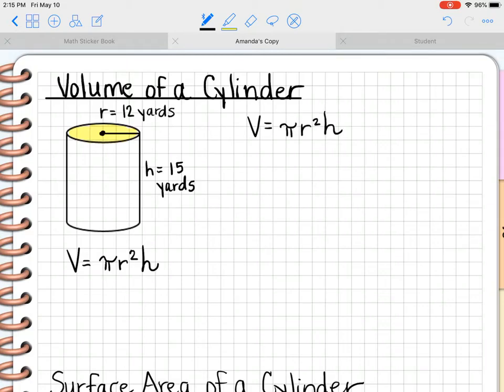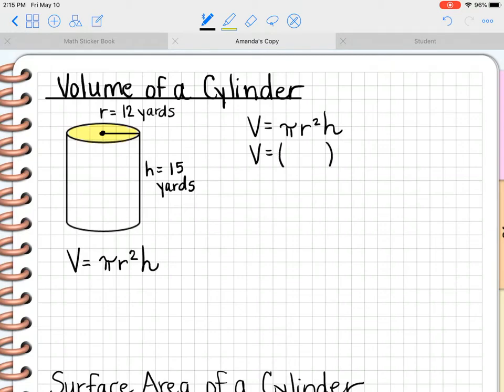Write the formula down. Please, please do not try to do these without writing the formula, because you'll end up using a diameter or a width or something that your formula does not want. So please don't skip that step. This is not the time to be lazy. We don't know volume, but we're about to find out.